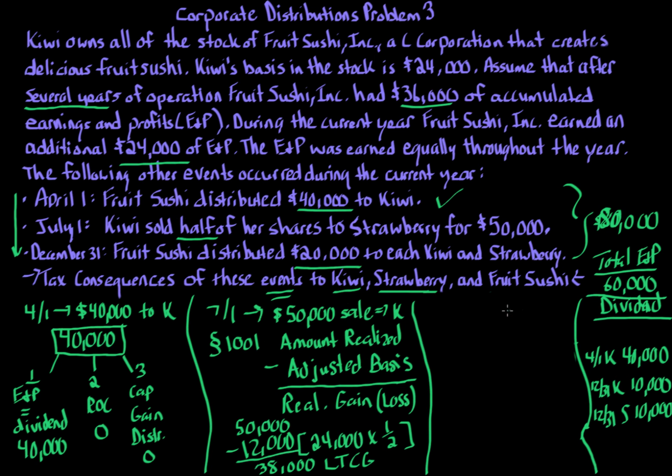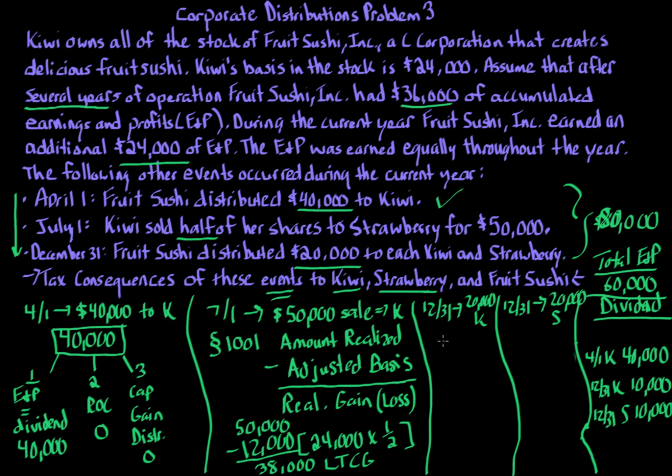Okay, so on December 31st, I'm going to write really small here. We have 2 things left. And this is kind of going to be more of a summary, but I will go through the full thing. So 12/31, we have 2 things. We have distributions of 20,000 to K. And also on 12/31, we have distributions of 20,000 to S, Strawberry.